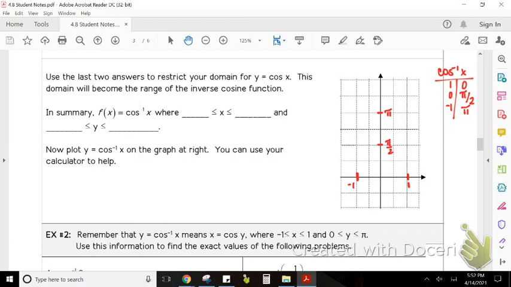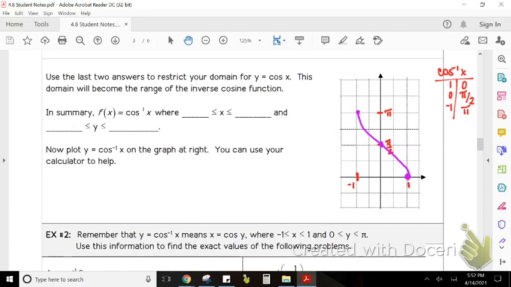Alright, so when I go to graph this, I've got 1, 0, 0, pi over 2, and negative 1 is up at pi. So again, remember this is a piece of the curve. So try to make it curvy. And so there is our graph.